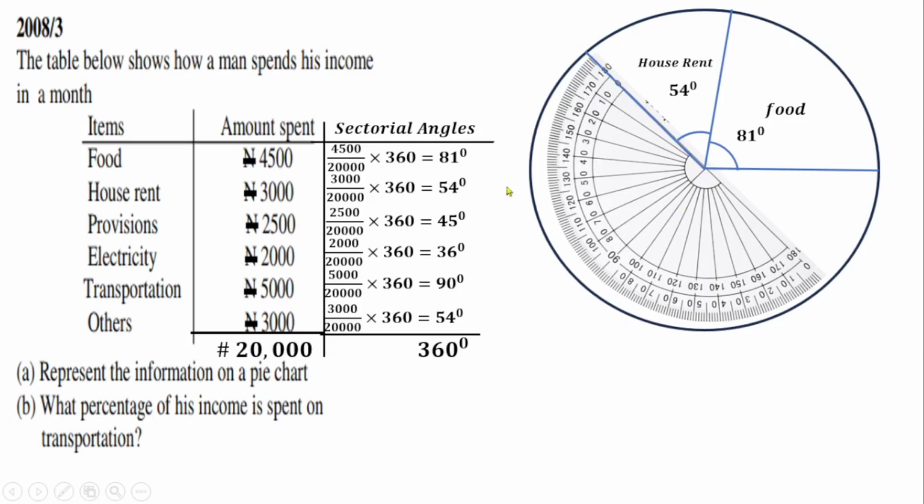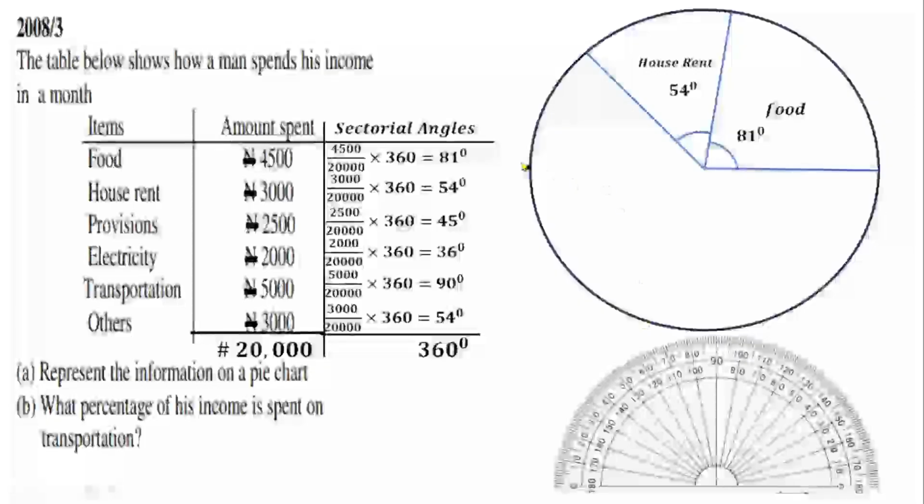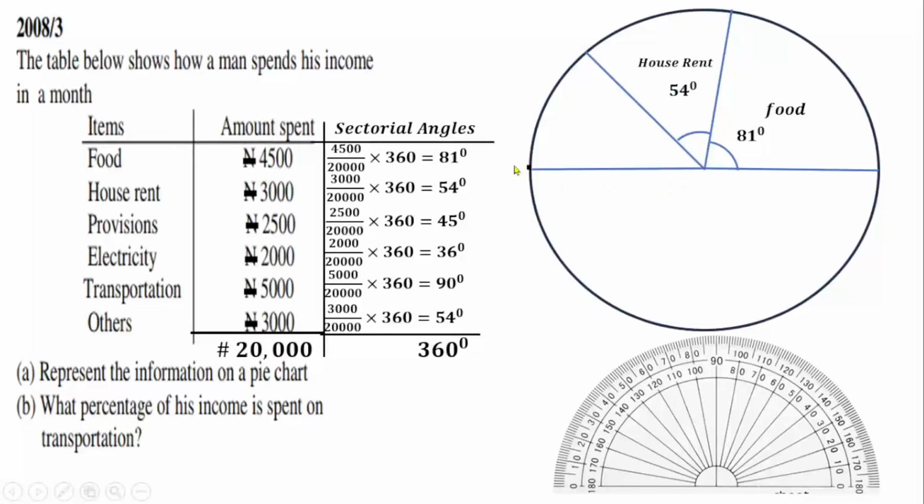You can now measure your angle, which next is 45 degrees. So 10, 20, 30, 40, then 45 should be the next 5 lines, which should be around there. So make a point, remove your protractor, then draw a straight line there. That will give us the new sector, and that angle will be 45 degrees, and it's labeled house provision.